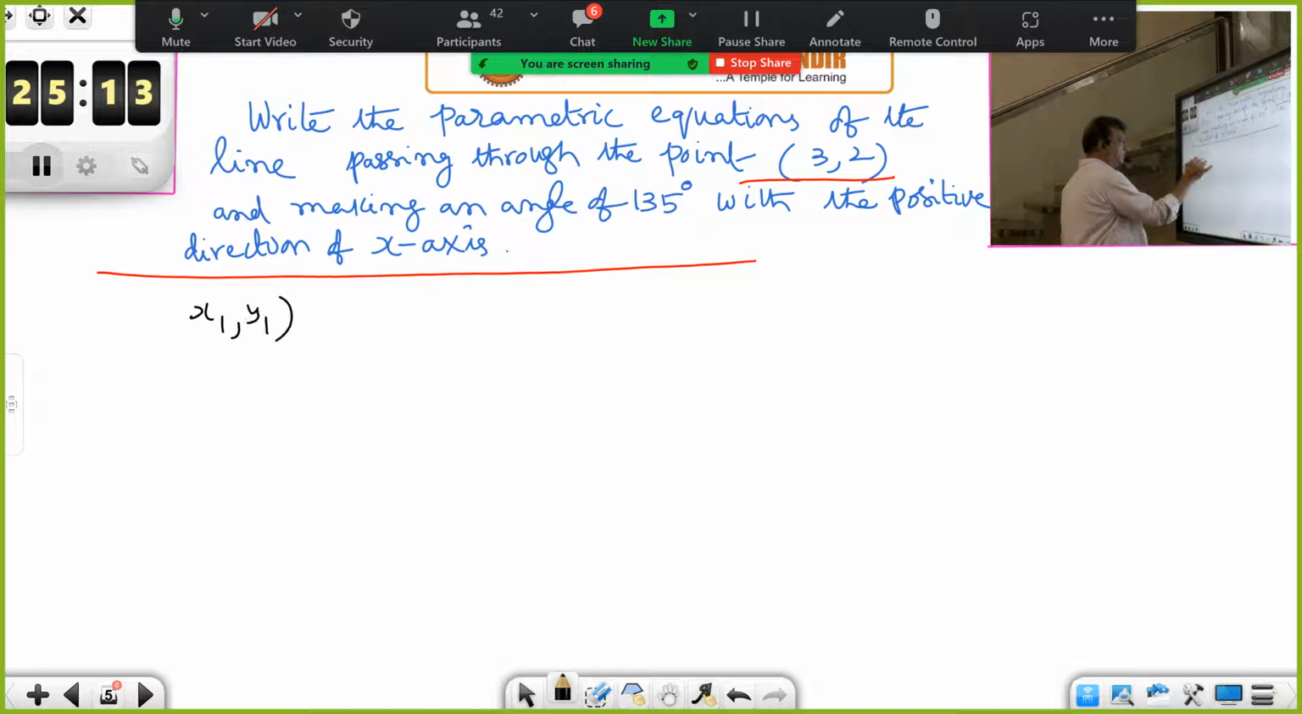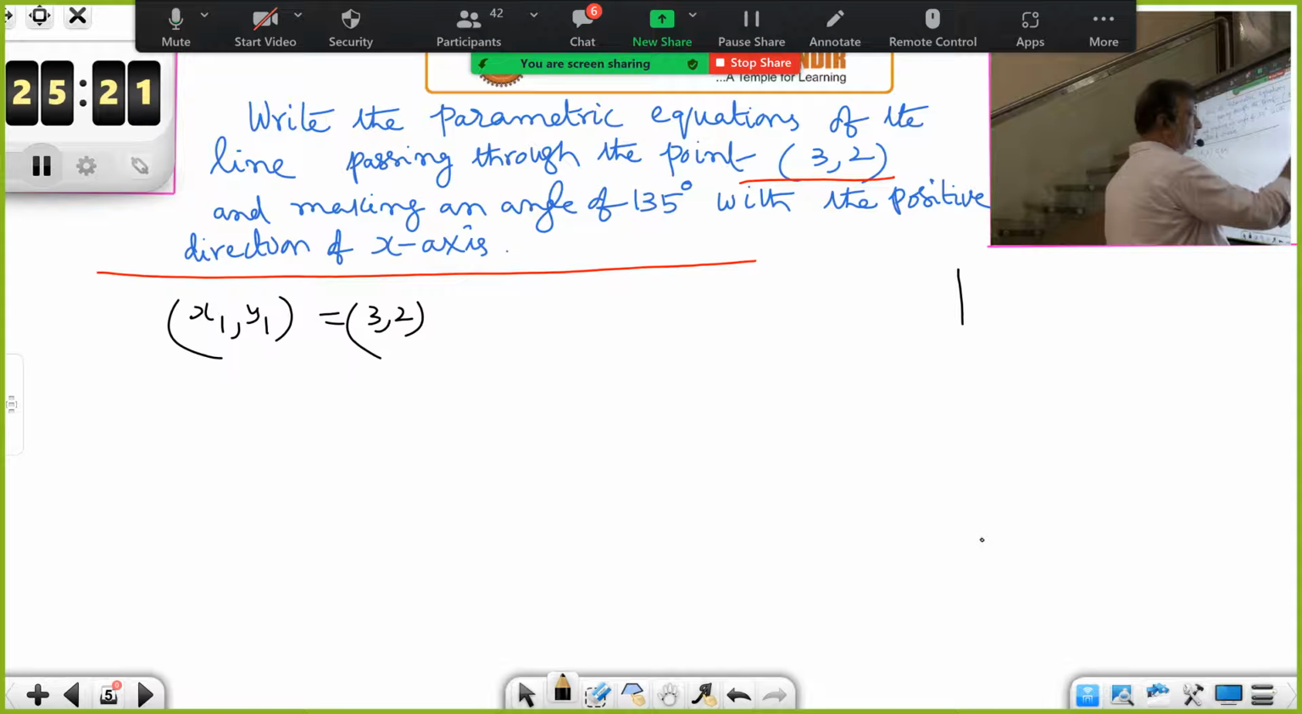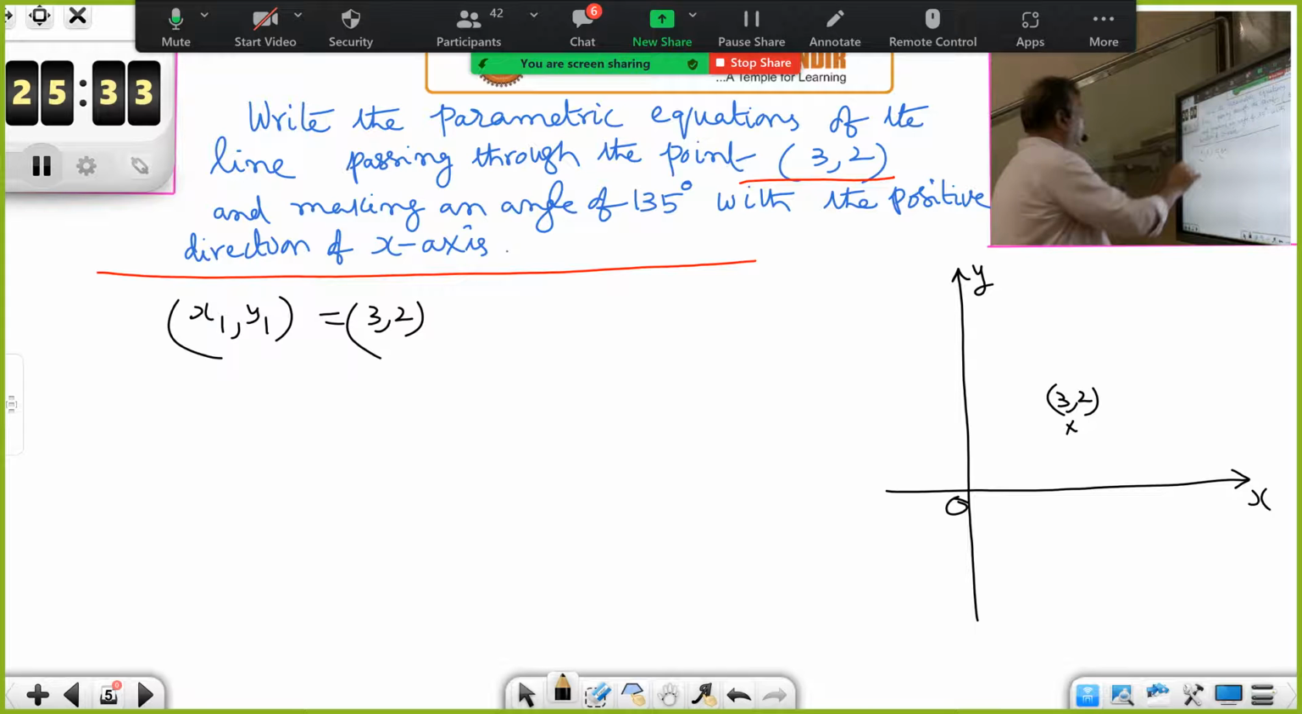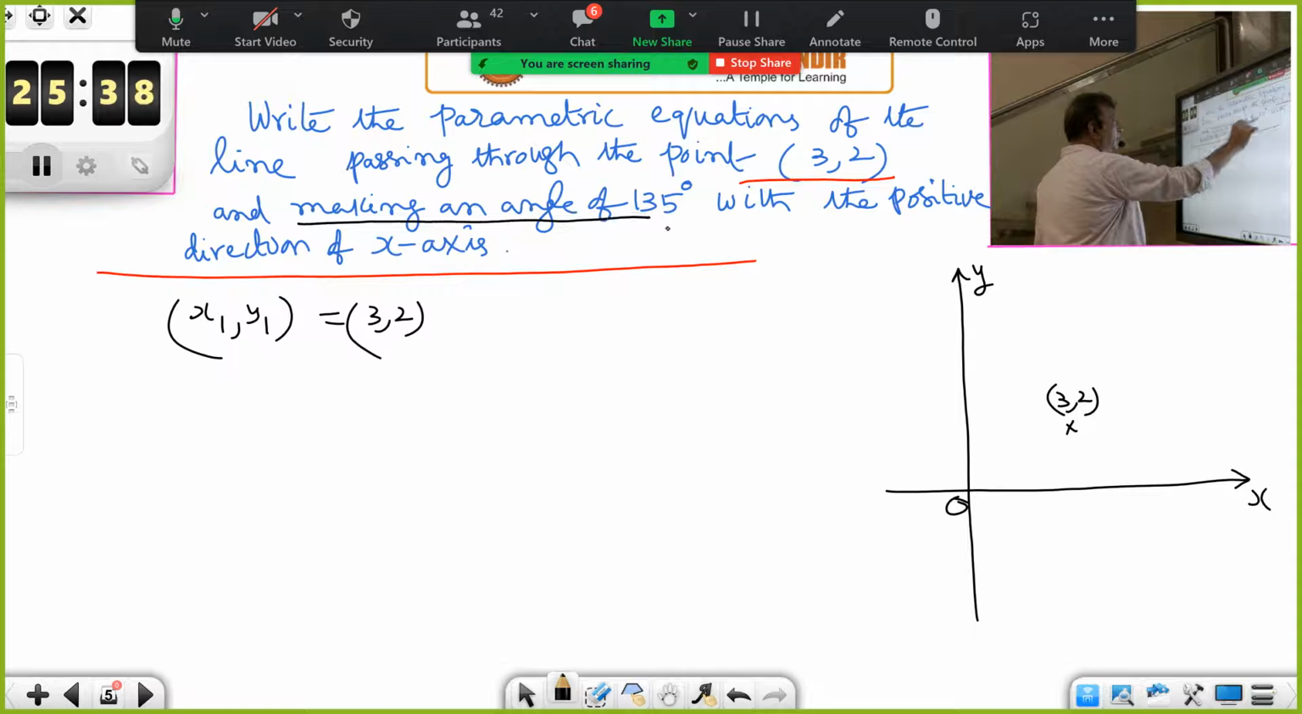x1, y1 is 3, 2. And what else is given? And making an angle of 135 degrees. I will draw the diagram. 3, 2 is in the first quadrant, is it not? Origin here, 3, 2 somewhere here in the first quadrant. Passing through this point and making an angle of 135 degrees with the positive direction of x-axis.